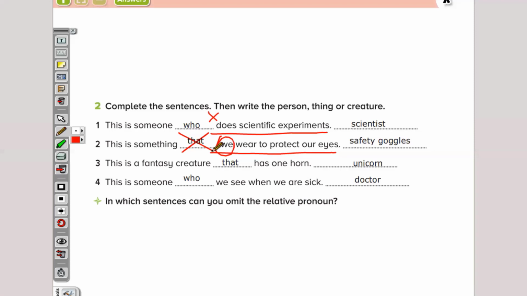This is a fantasy creature that has one horn. That has one horn. We have no subject here, and that's why we cannot omit the relative pronoun. This is someone who we see when we are sick. We see when we are sick. We here is a subject, and that means that we can omit who. This is someone we see when we are sick. Great job.